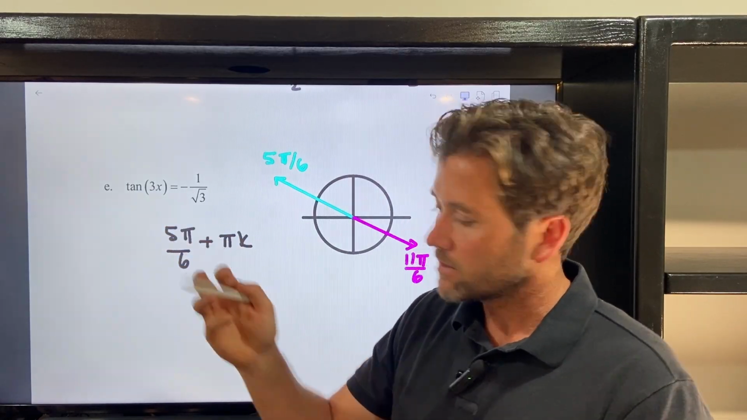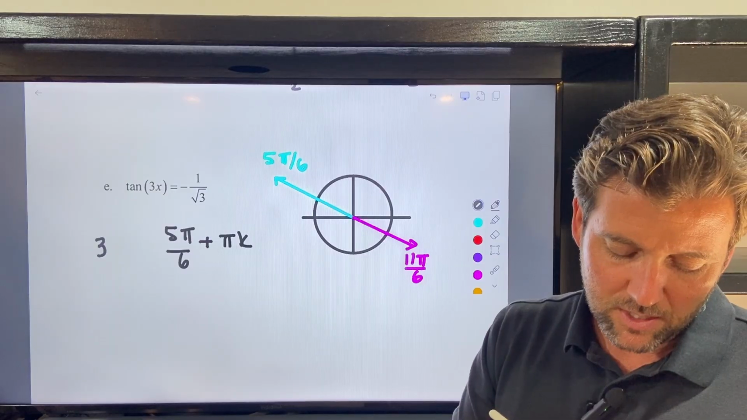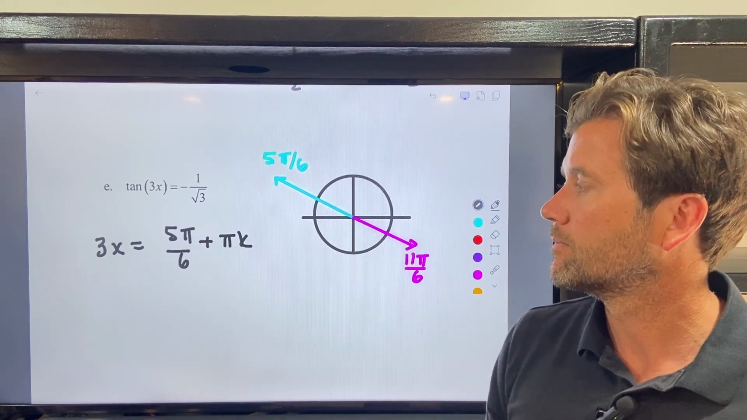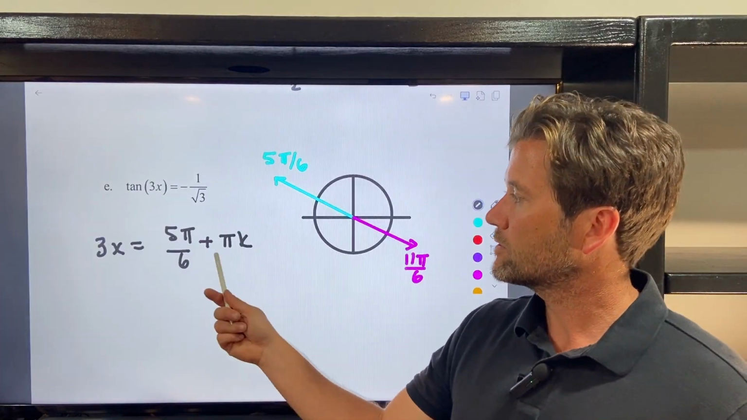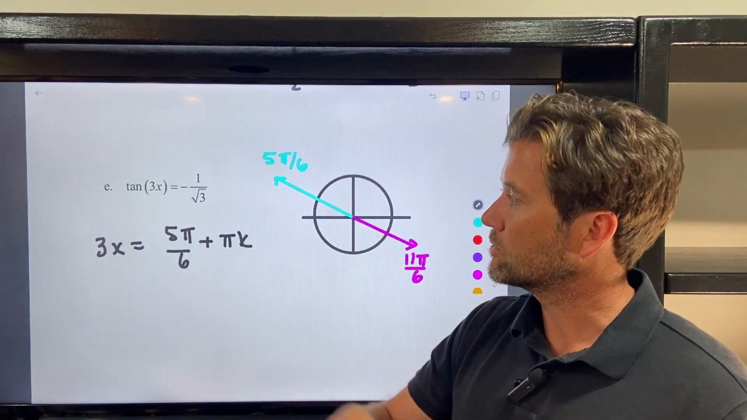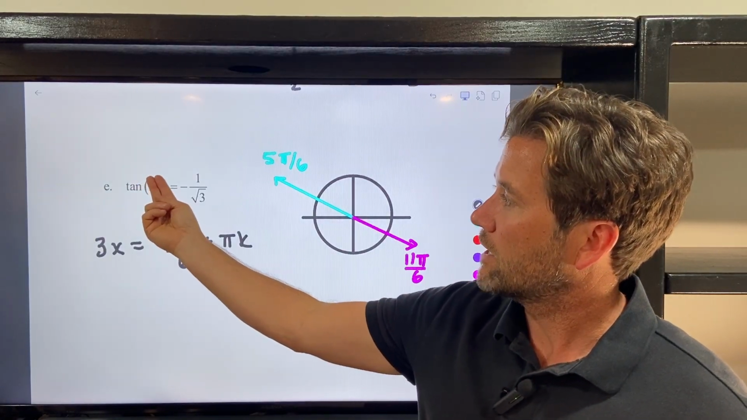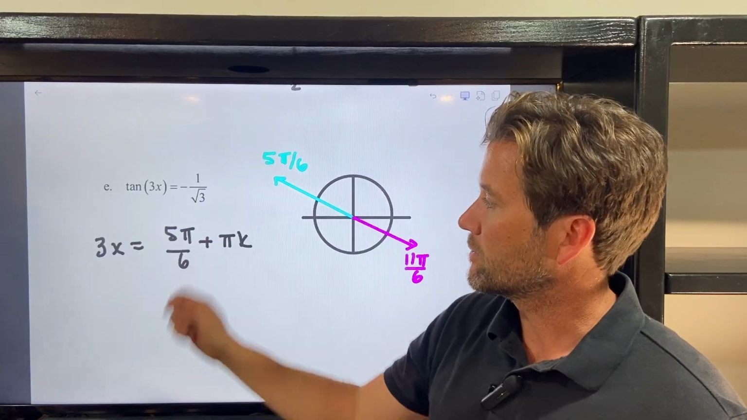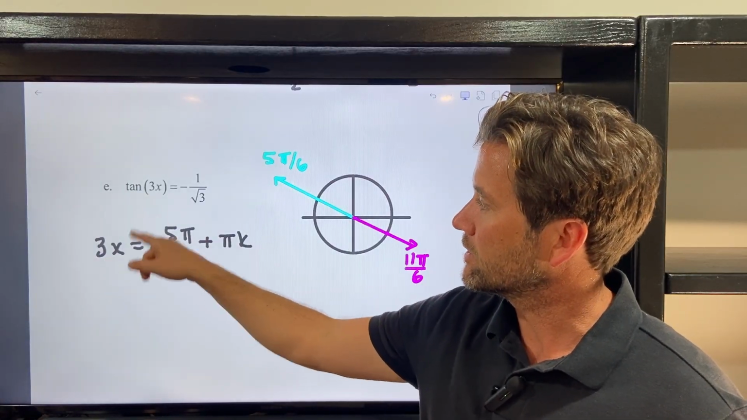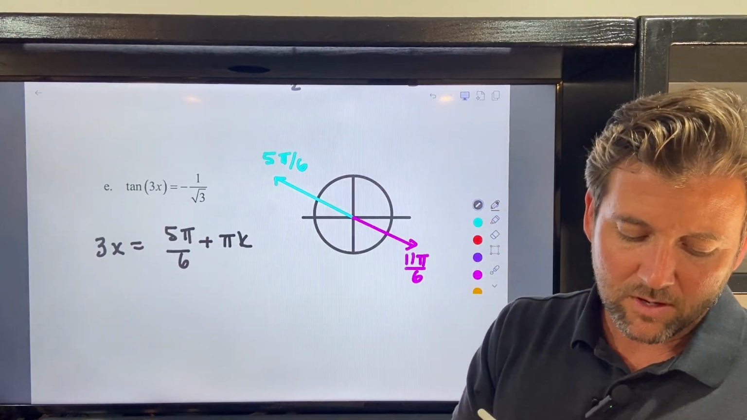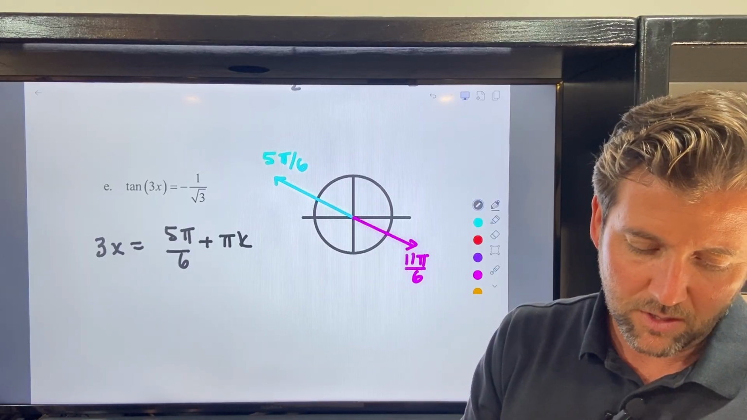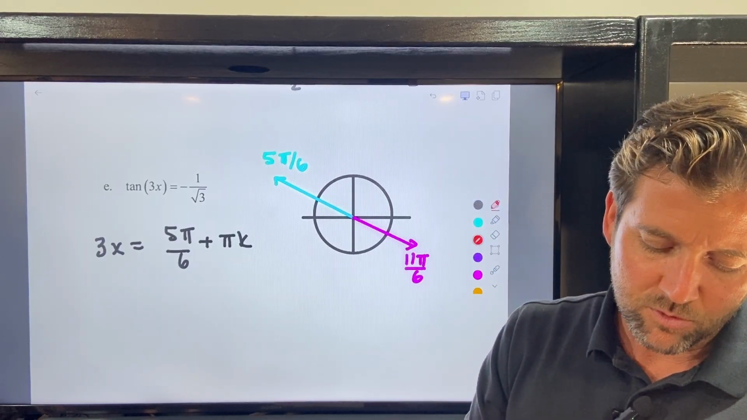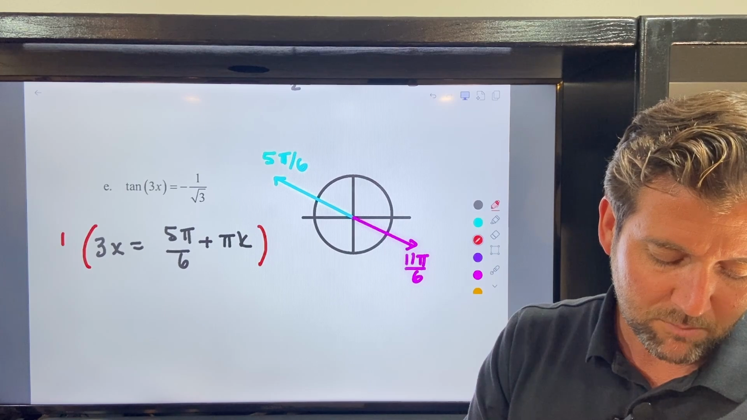But see this 3x here? I have to write 3x equals. So 5 pi over 6 plus pi k represents all the solutions if it was just tangent of what angles is negative 1 over rad 3. But I have this 3x here. So now I'm going to divide both sides of the equation by 3, or some of the students like it better when I say I'm going to multiply everything by 1/3.